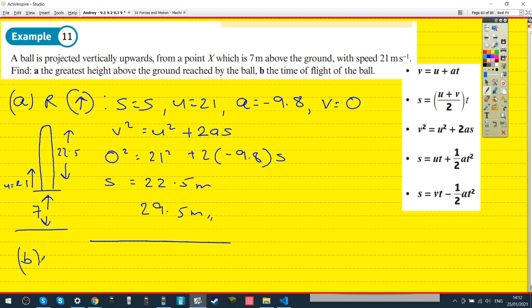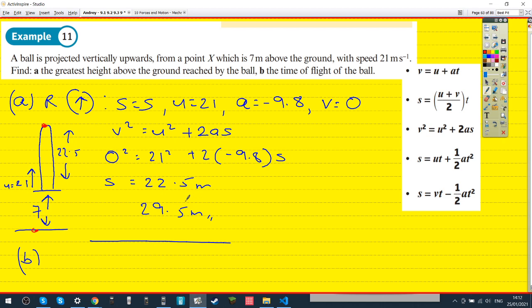So we know that S is 29.5. What does it mean by time of flight of the ball? How long the ball's in the air for? Yep. And so if you do S is 29.5, that would get from starting point to the top point. It needs to be 22.5, doesn't it? You could do that. Let me think.